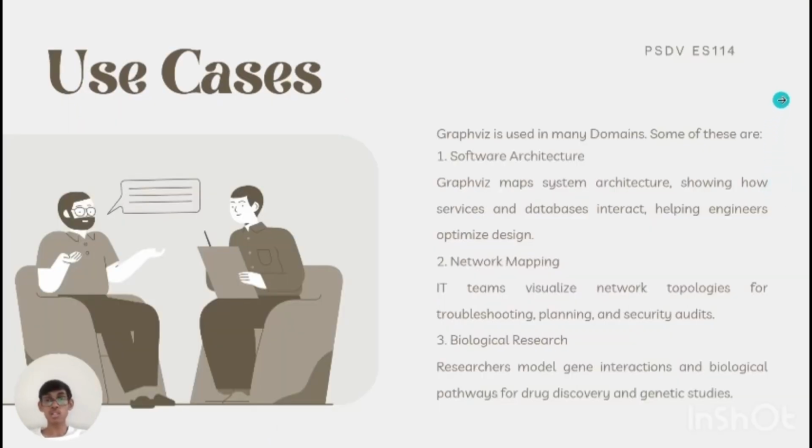So use cases for Graphviz are in software architecture, network mapping, and biological research. For software architecture, it is used to map how services and databases interact. For network mapping, it is used to visualize network topologies such as mesh topology, star topology, etc. For biological research, it is used in protein and gene interaction networks.